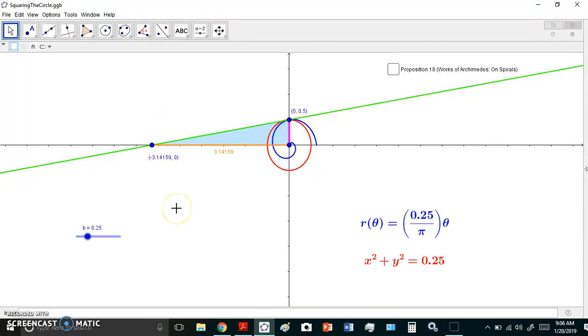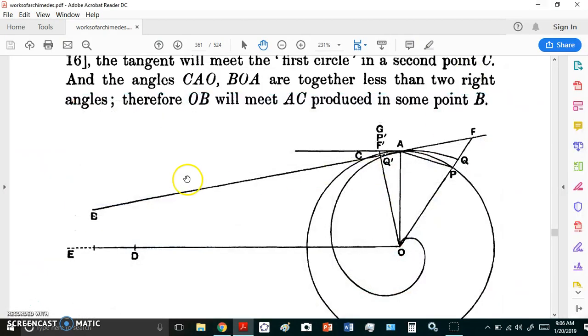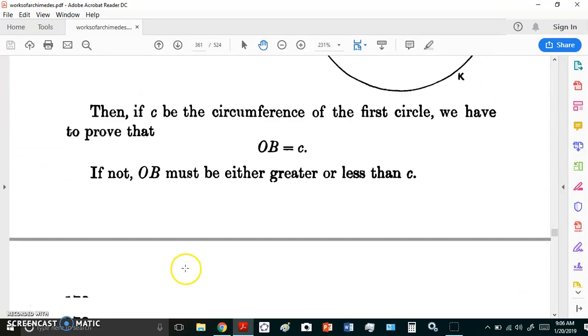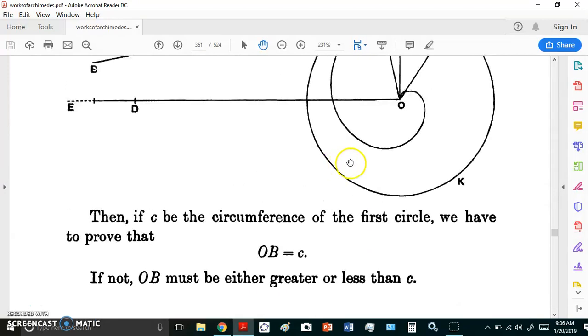So Archimedes did square the circle, and he didn't do it with a compass and a straight edge, which is totally unimportant, that it could be done with a compass and straight edge. Constructions have a purpose. They're used mainly in communication.